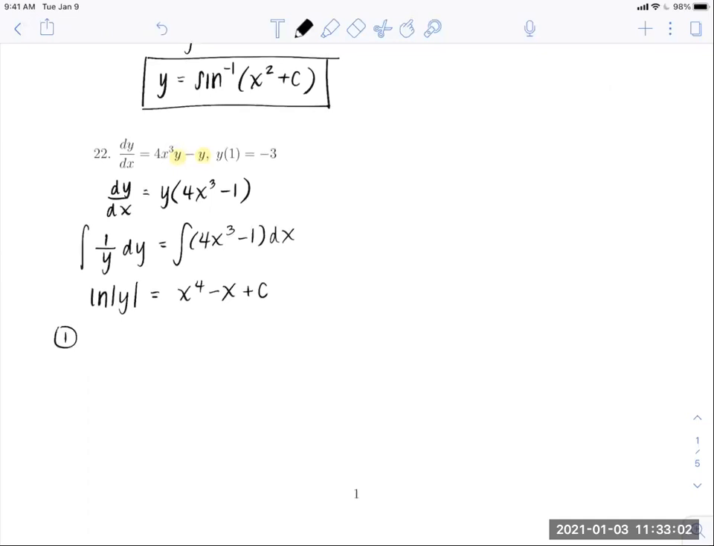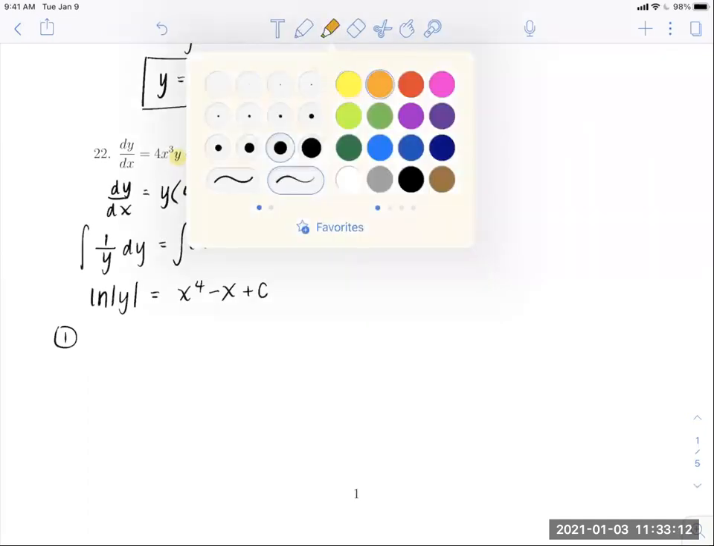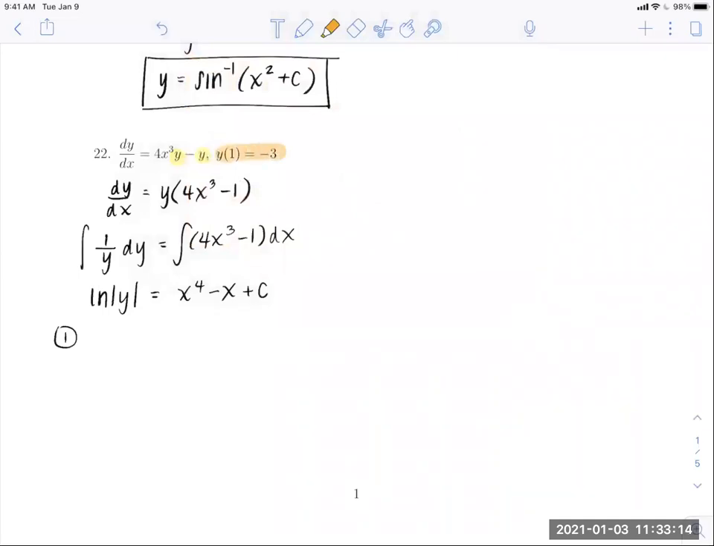Method 1 is going to be to immediately solve for your constant of integration prior to solving explicitly for y. So what I mean here is I'm going to look back up at my initial condition, which I'm highlighting in orange. And if you want, remember, you can write this as an ordered pair, x, y is (1, -3). So what this means is wherever you see an x in your differential equation, you want to replace it with 1. Wherever you see a y in your differential equation, you want to replace it with -3. So I'm going to do exactly that.